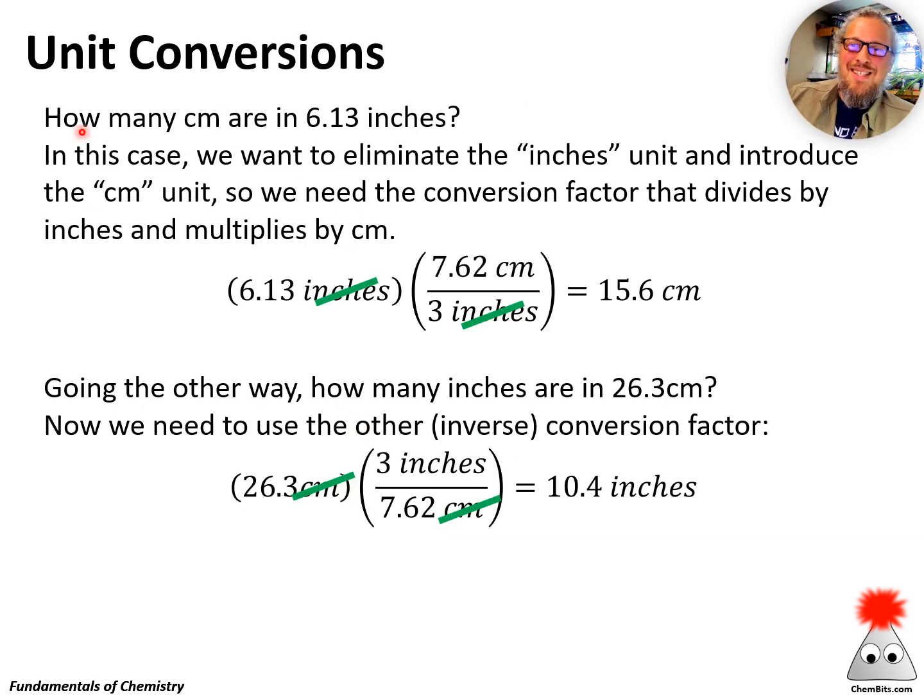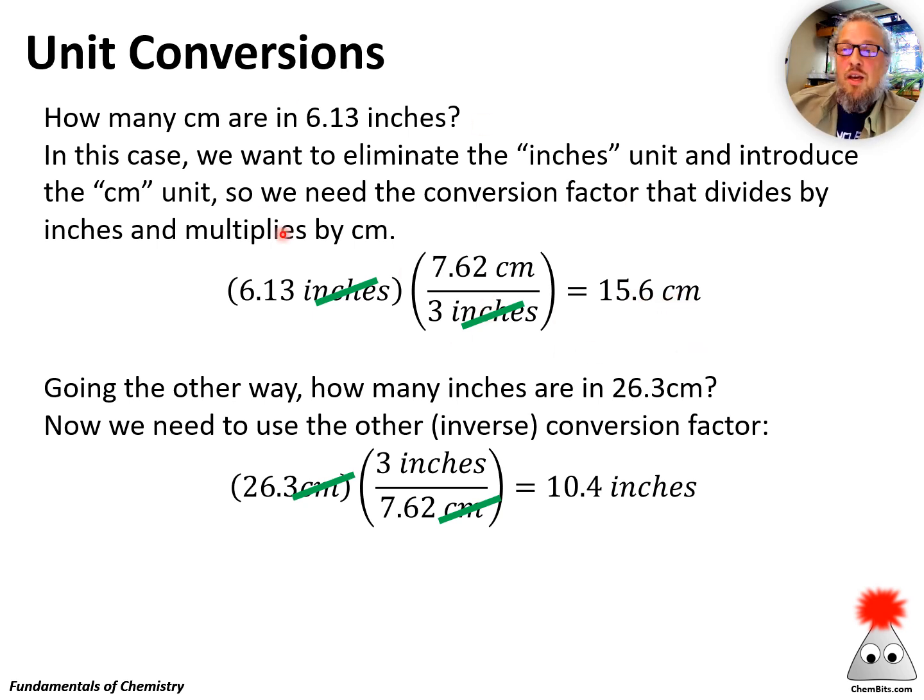So let's look at a problem. How many centimeters are in 6.13 inches? So we know inches and we want to eliminate that and get to centimeters. So the fancy version of 1 that we're going to use is 7.62 centimeters, because I want centimeters left over on the top, over 3 inches, because I want my inches unit to cancel. Inches over inches is 1. It goes away and I'm left with 15.6 centimeters. So cancel out my units, pay attention.